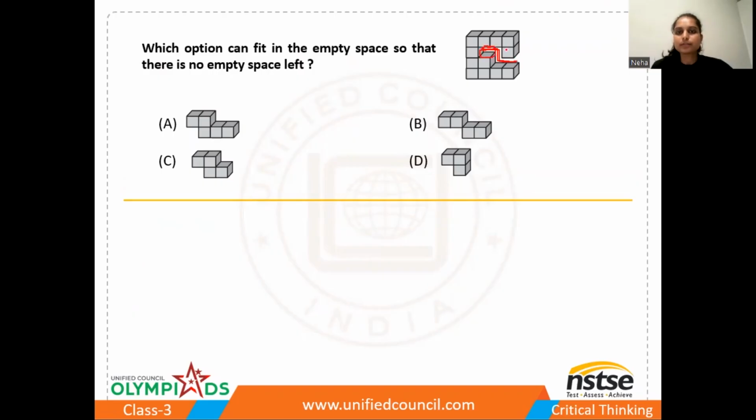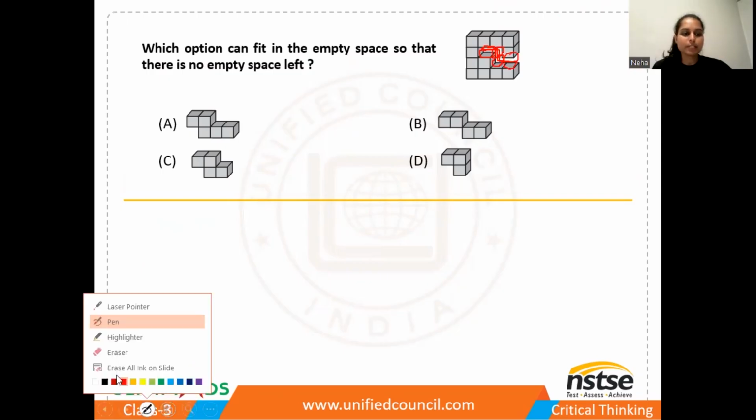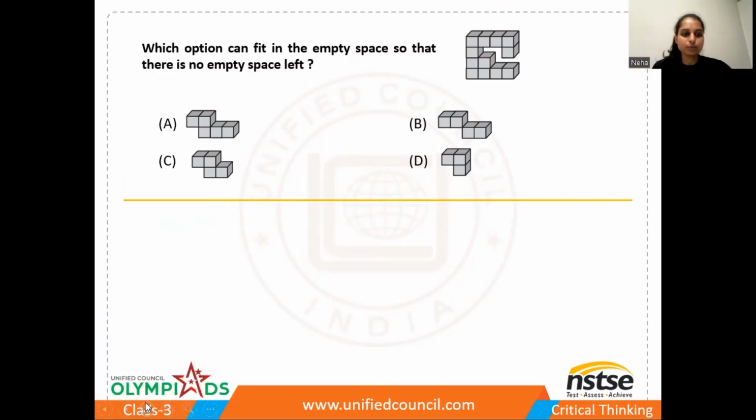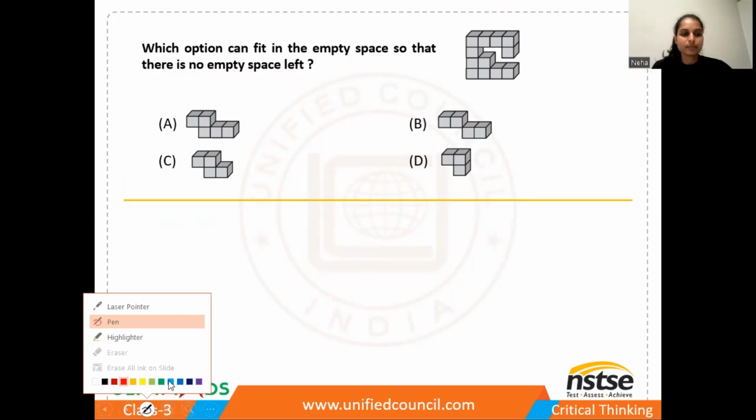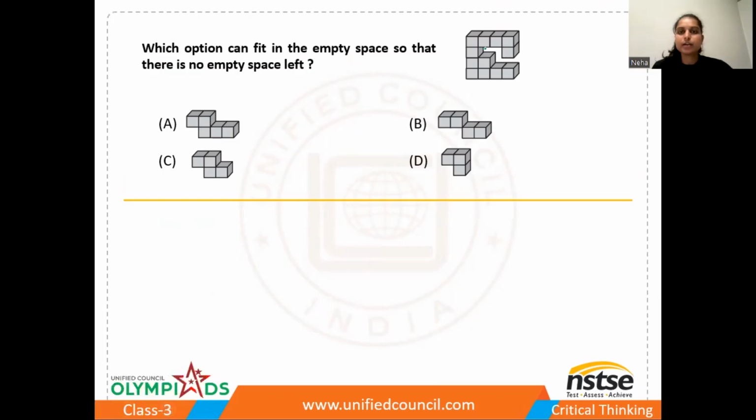So 1 block, 2 blocks, 3 blocks, and 4 blocks. So basically, I need 4 blocks to fill this space. Let me show this thing again to you. Here I need 1 block. Here I need the second block. Here, till this point, I need the third block. And here I need the fourth block. So first of all, I need 4 blocks.